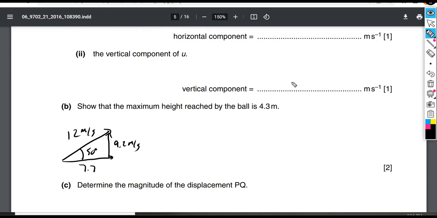The other way to calculate this one would have been to use Pythagoras' theorem, right? We could have said, well, this quantity squared plus some quantity, we don't know it, squared equals 12 squared since we're given the hypotenuse, and we could have solved it using Pythagoras' theorem. So we're trying to show that the maximum height is 4.3.